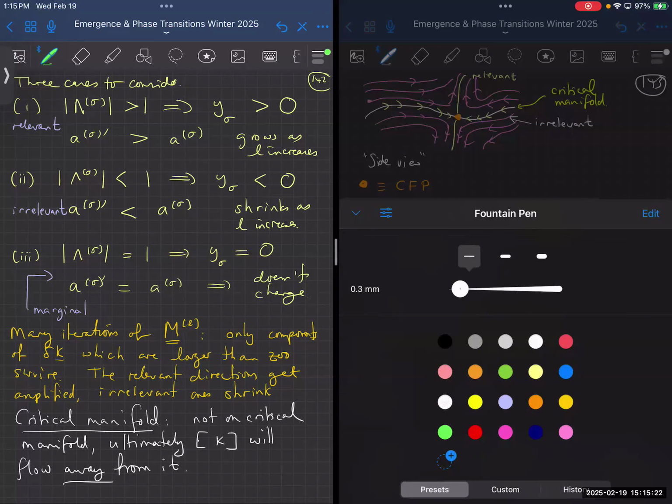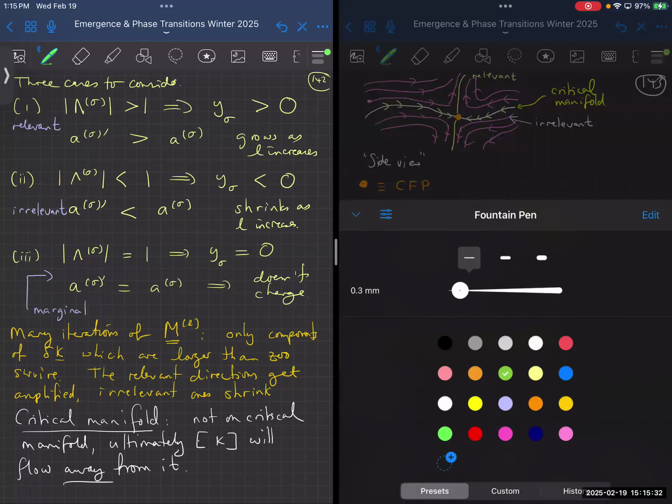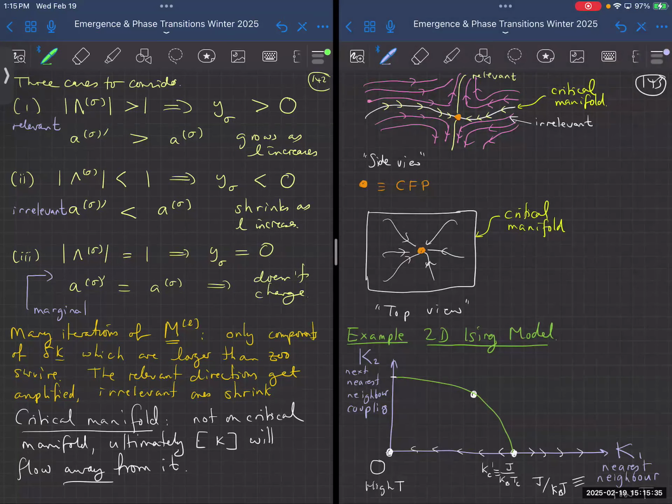And what's going to happen is there's going to be a critical manifold that goes like that. And in that critical manifold, if I look at the direction of the flows, they will flow into this. So I start with the nearest neighbor Ising model. It will generate some K2. It will generate some nearest neighbor interactions.